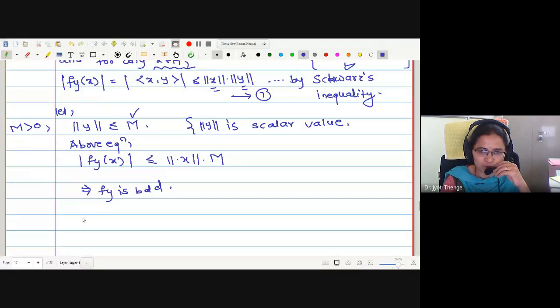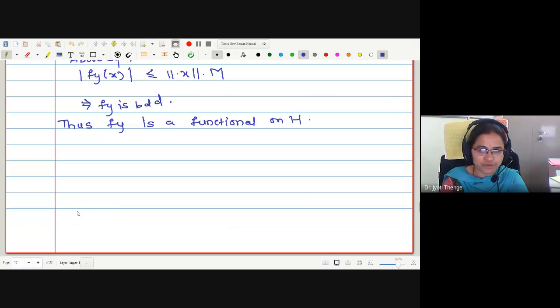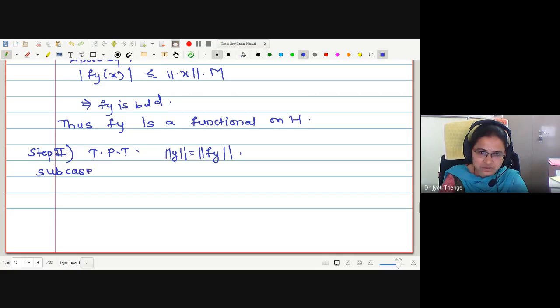Fy is bounded. Thus, fy is linear and bounded, and hence fy is a functional on H. Okay. One part of the proof we have completed. Now let us go for the second step. In the second step, we will prove norm y is equal to norm of fy. We will make subcases depending on the value of y: equal to 0, not equal to 0.